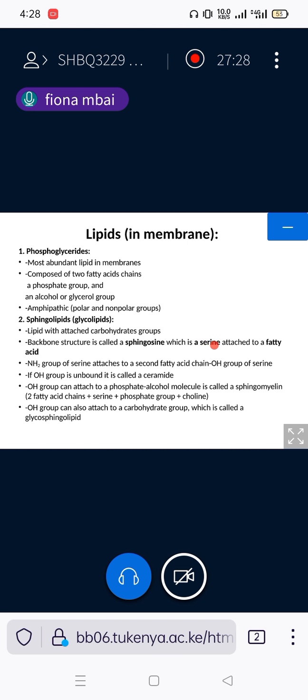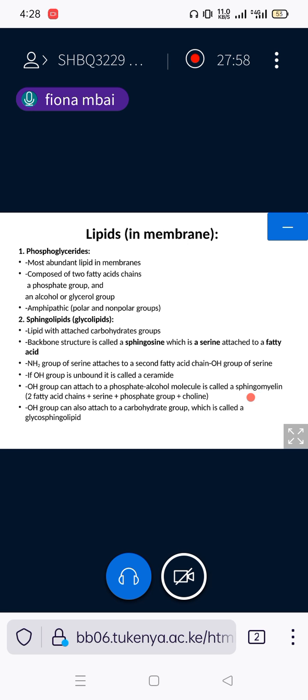This is a serine which is attached to a fatty acid. The amino group of the serine attaches to a second fatty acid chain, and there is a hydroxy group of serine. If the hydroxy group is unbound, it is called a ceramide. If the hydroxy group can attach to a phosphate alcohol molecule, it is called sphingomyelin.